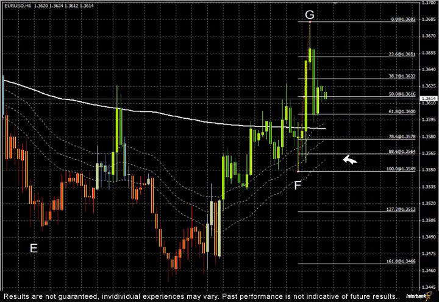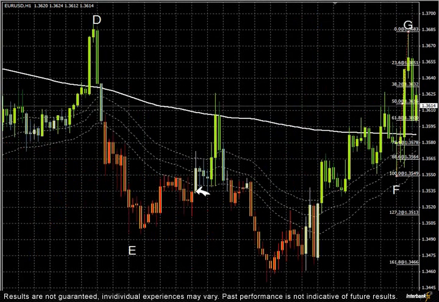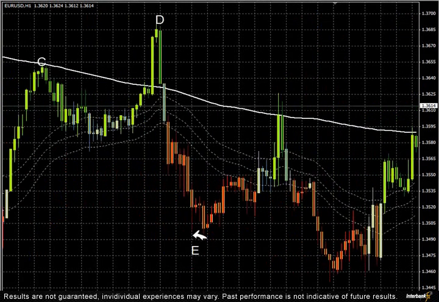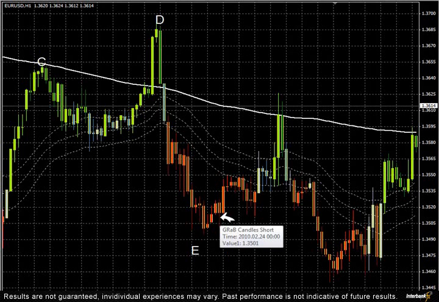Yes? Okay? If the last major move was a sell-off, like D to E, again, draw in the direction of the move. This is a sell-off. Okay? And then the projections will be resistance, as again, prices try to retrace upward their move.